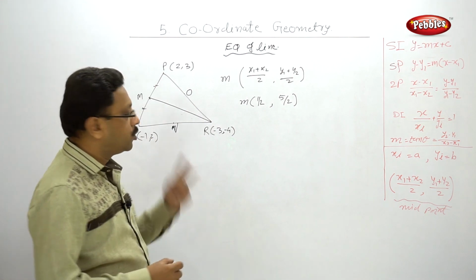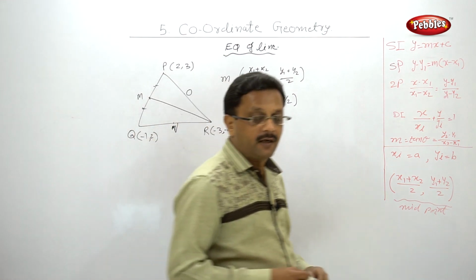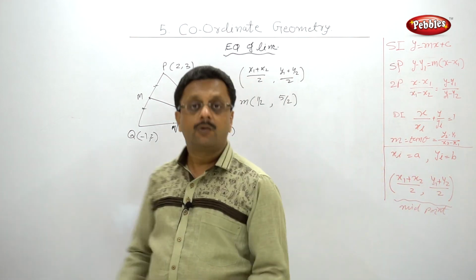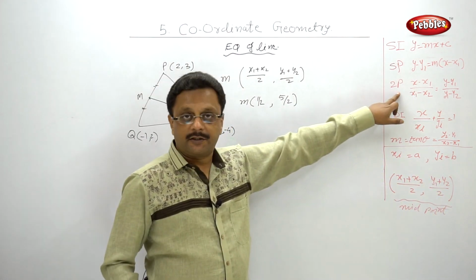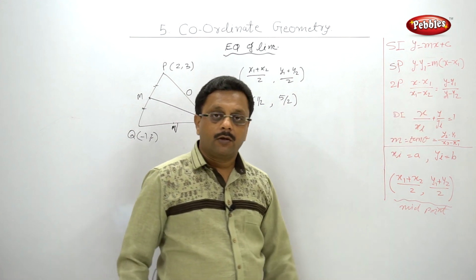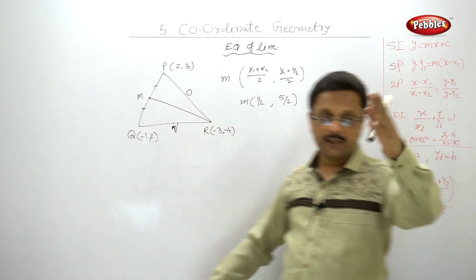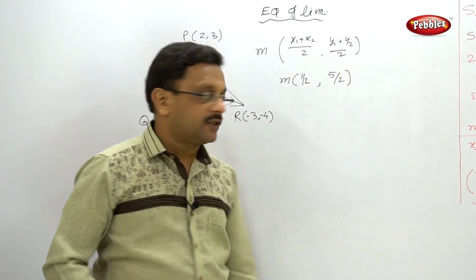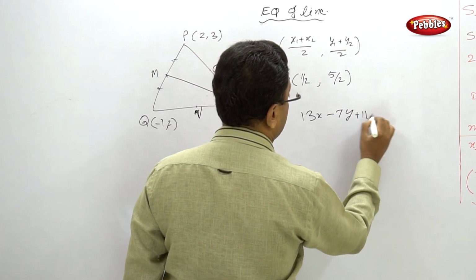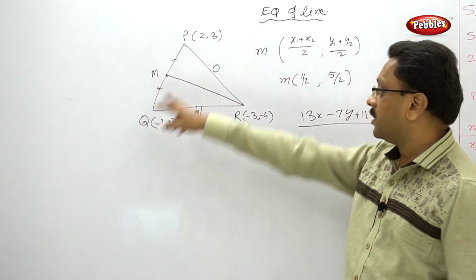So now you have got 2 points, M and R. So you can easily find the equation of line MR by which form? Two-point form. You have 2 points, x1, x2, y1, y2. So please pause your video and solve this equation right now. Please do it now. So the equation of this line is 13x minus 7y plus 11 equal to 0. This is the equation of one median, that is the first median.